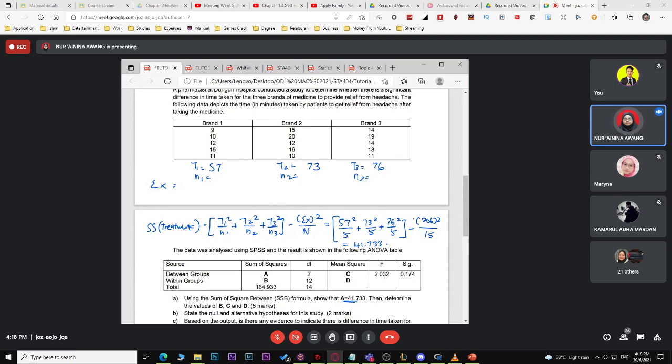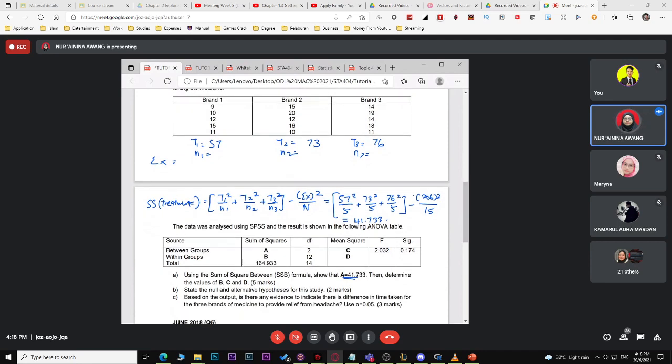And then for B, so B ask you within group your error. So to find the value for B, just minus lah. 164.933 minus with A yang you dah dapat tadi. So you will get the value for B is 123.2. And then for C, C is the mean square for between group. So for the value for A, divide by 2. So you will get the answer for C is 20.8665. Okay, and then for D, B divide by 12, so you will get the value is 10.2667. So make sure you show how you get the value. Okay, so that is for A.